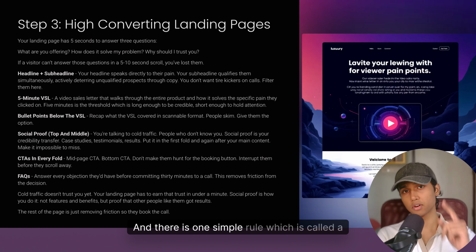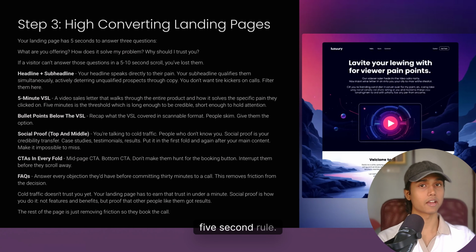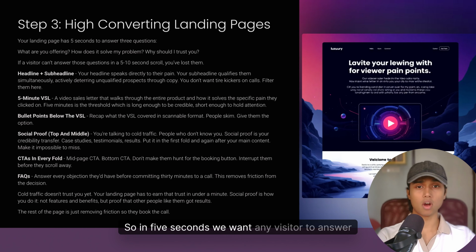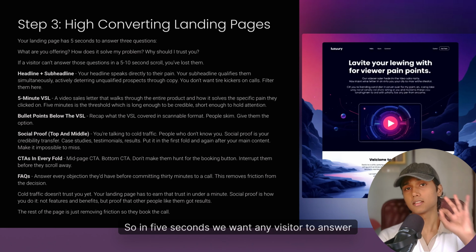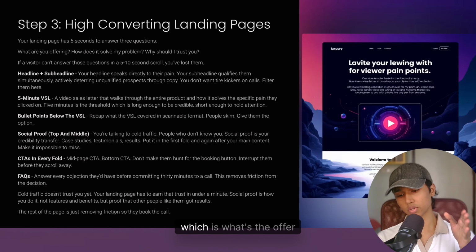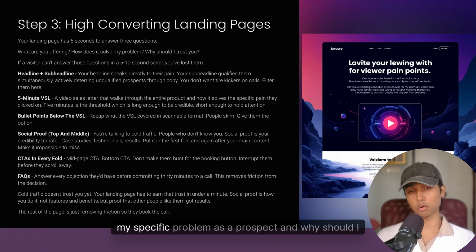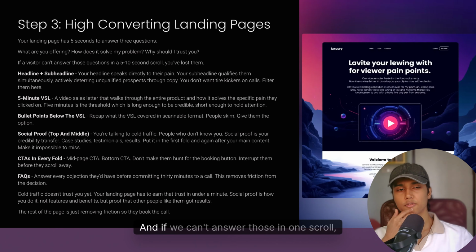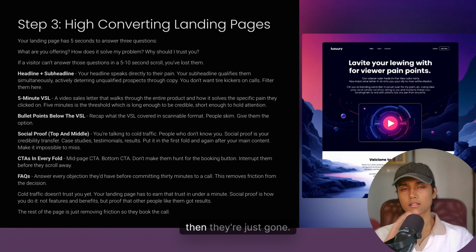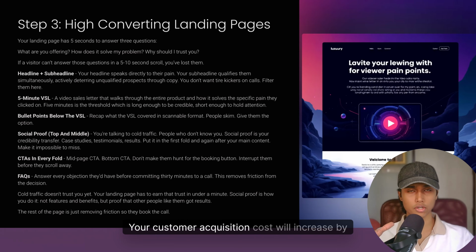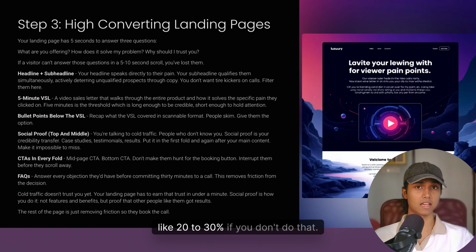And there's one simple rule, which is called a 5 second rule. So in 5 seconds, we want any visitor to answer three questions in the moment they land, which is what's the offer, and how does it fix my specific problem as a prospect, and why should I be trusting you in the first place. And if we can't answer those in one scroll, then they're just gone. Your customer acquisition cost will increase by like 20 to 30% if you don't do that.